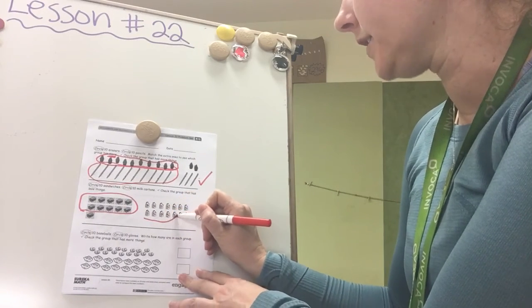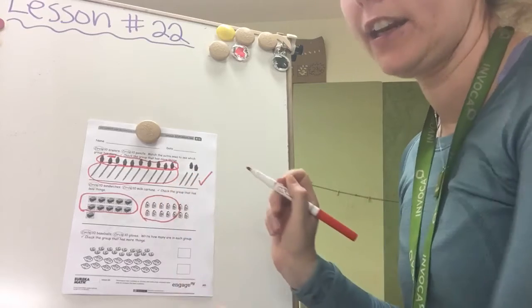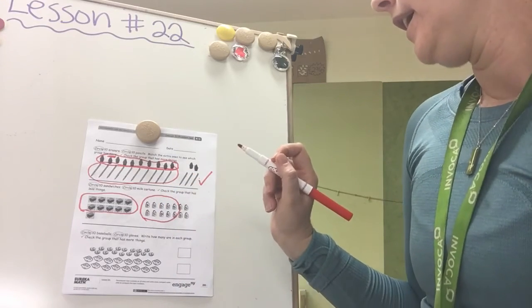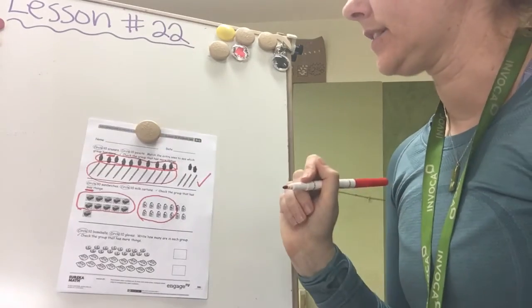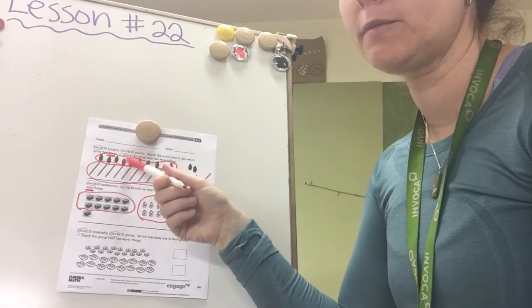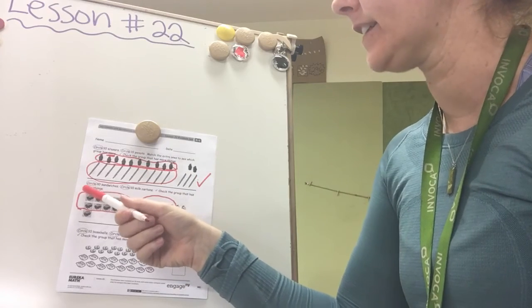So even Miss Tracy checks by counting it out first. Now check the group that has less things. So our first problem was more. Our second is less.